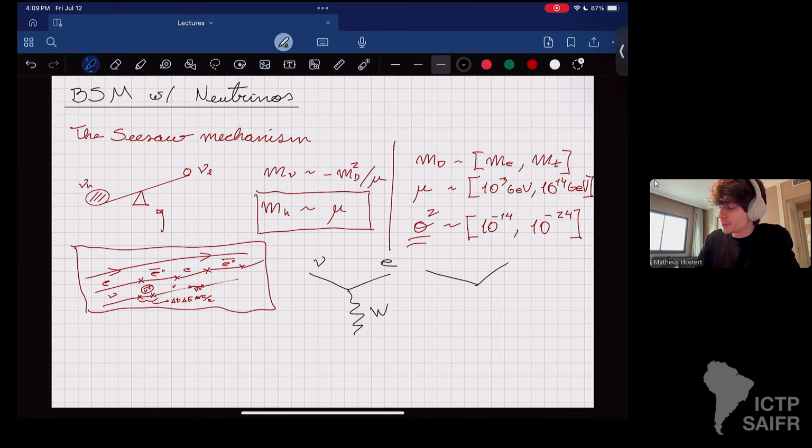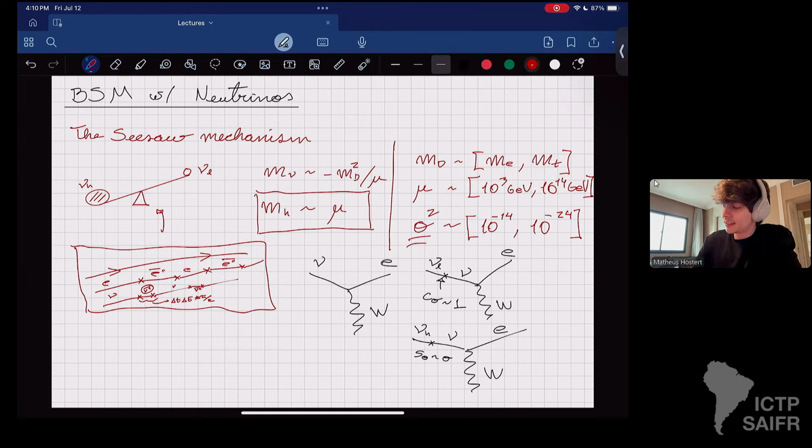And if you go to the mass basis, the light neutrino also interacts with the W boson, where this factor here is basically the cosine of the mixing angle. And the cosine of a very, very small mixing angle is basically 1. However, the heavy neutrino, when it interacts again through the W boson, goes like the sine of this mixing angle, which is just theta.